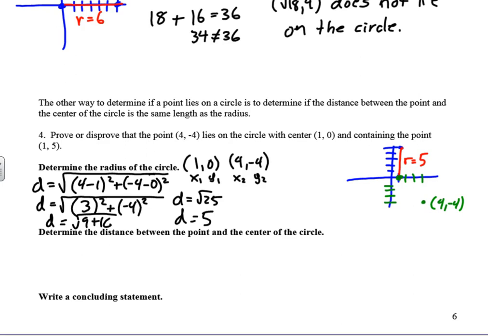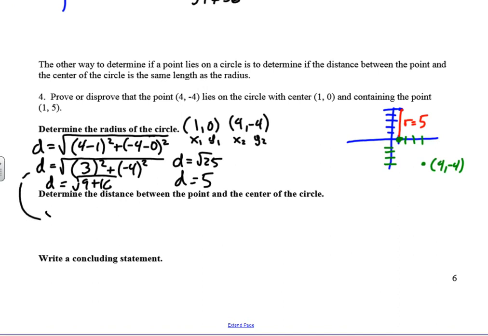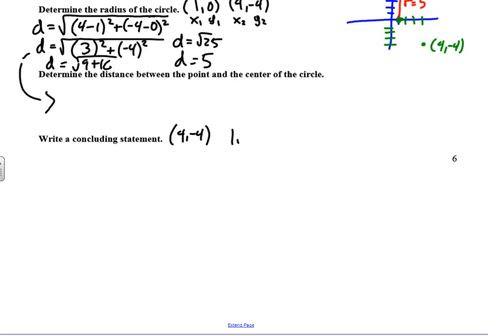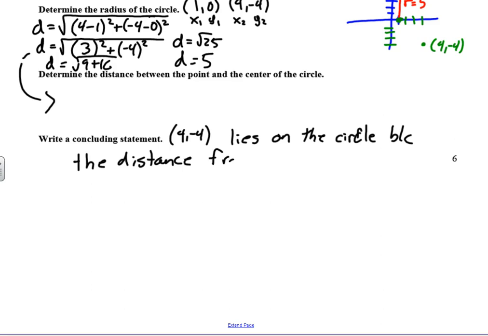So determine the radius. I kind of did the work. This work is the work down here. So what do we notice? Well, the radius and the distance are the same. So (4, -4) lies on the circle because the distance from the center is the same as the radius, or is the same length as the radius.